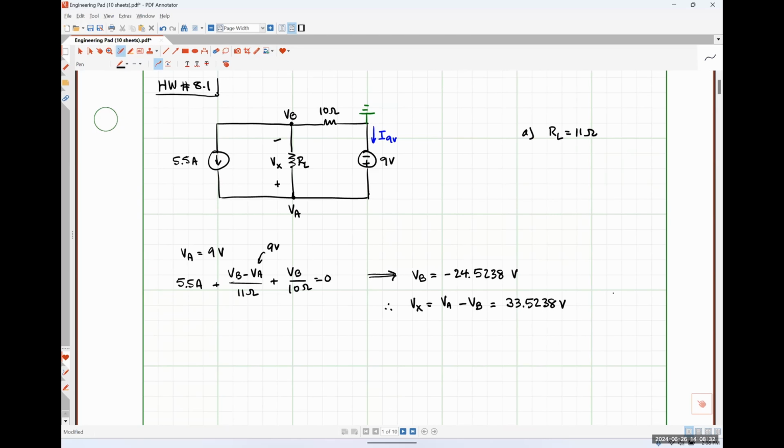Let's see what's going on in chat here really quick. Can we do question 6 on homework number 8? Caleb, absolutely. Just let me get finished with this one first.